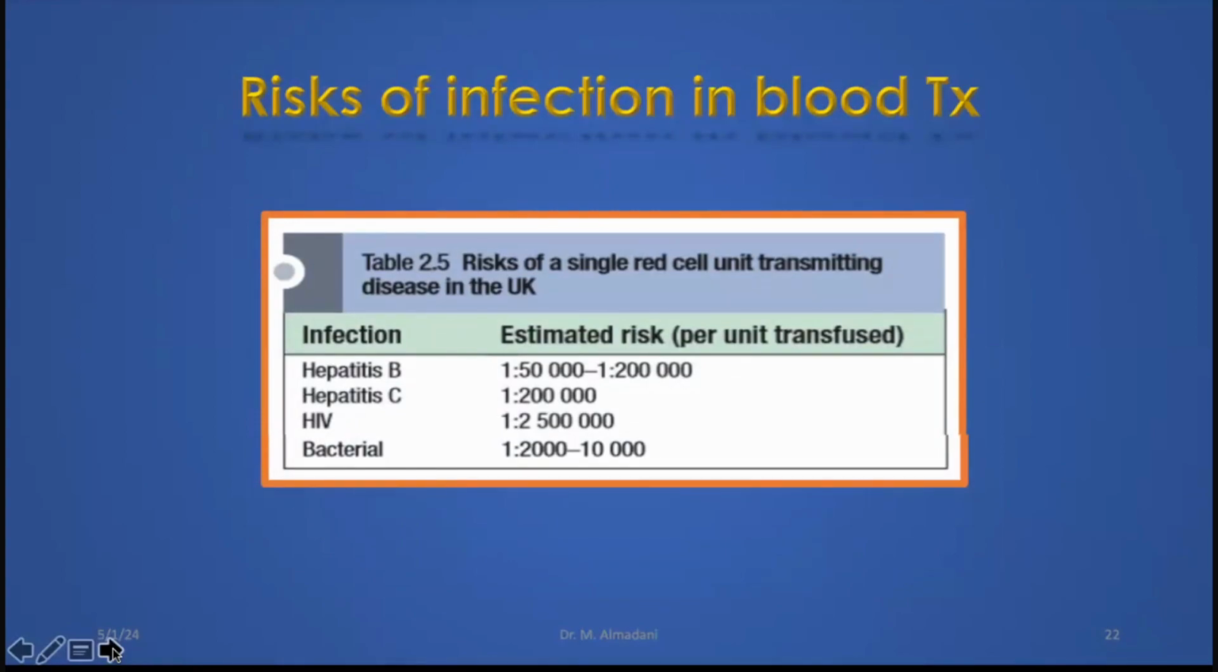These are the risks of single red cell unit transmitted diseases: hepatitis B, hepatitis C, HIV, bacterial infection. So these are the things that it's possible to be transmitted by blood transfusion. That's why, even in the UK with very advanced techniques of screening, this might happen, like lab error. That's why before you give a patient any blood transfusion, think about it 100 times before you transfuse the patient.